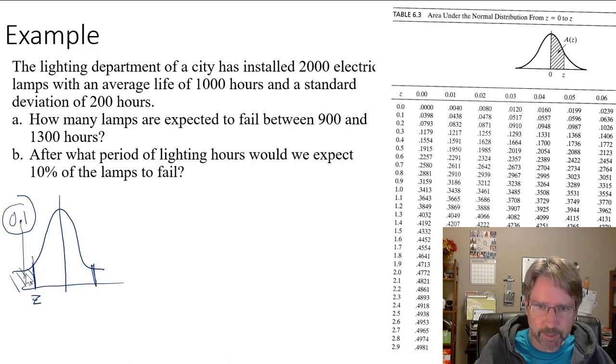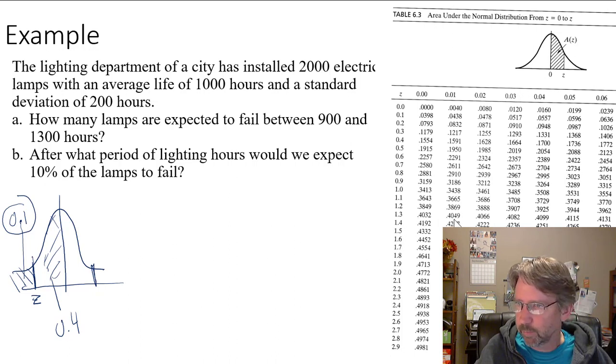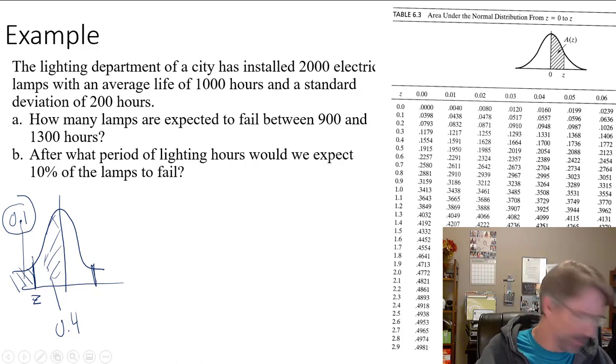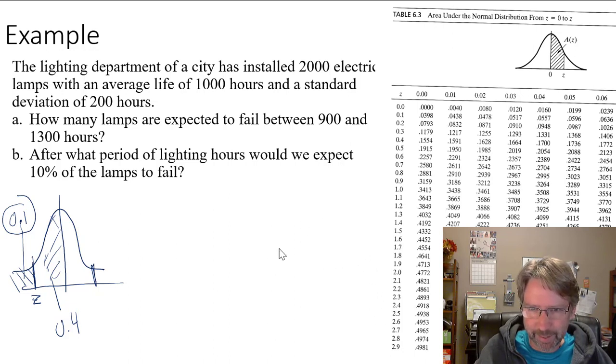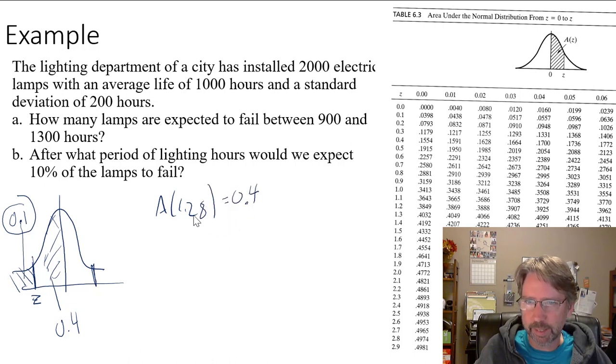So if this area is 0.1, then this other area would be 0.4. So we look in the table for 0.4, and it happens to be off the scale here. It's off to the side there. But you can trust me that the area of 1.28 equals 0.4. So that's our z value.